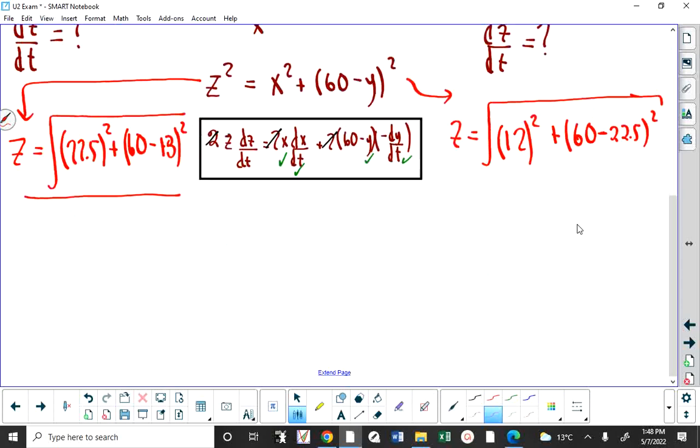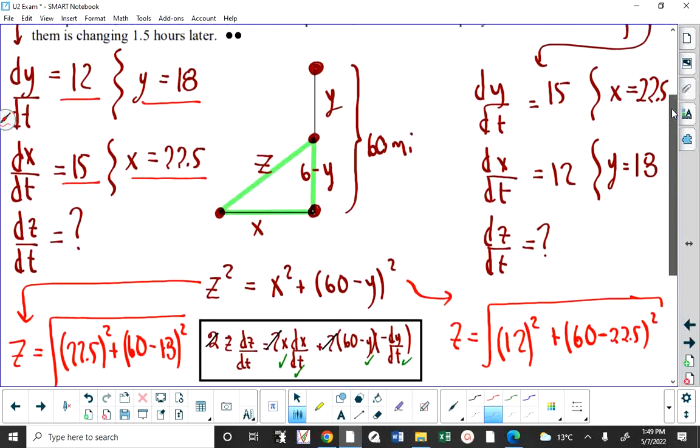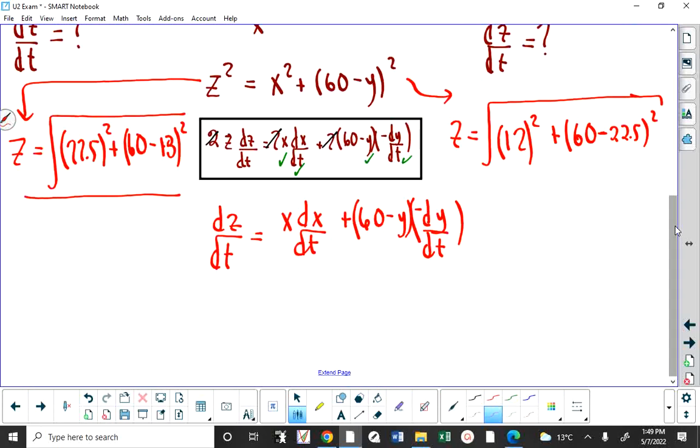So to finish this off, dz/dt would be equal to x dx/dt plus 60 minus y times, well, negative dy/dt. That's actually very important. Don't forget that it's negative dy/dt. So when you put in dy/dt in version 1 of 12, it's going to become negative 12. And then we have to divide by z, which you calculate on the side.